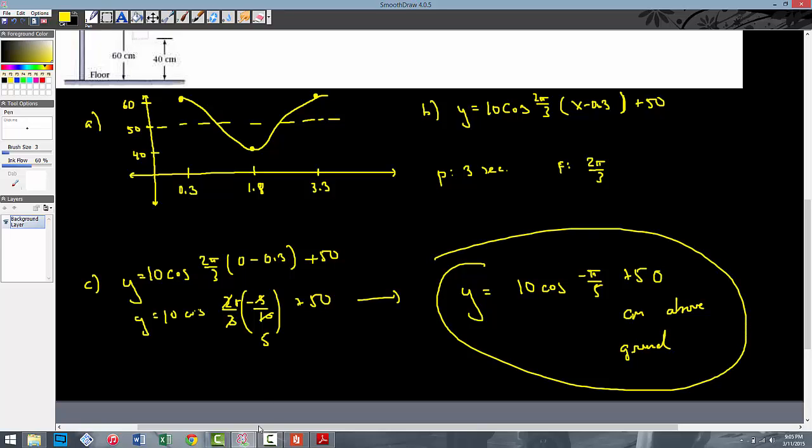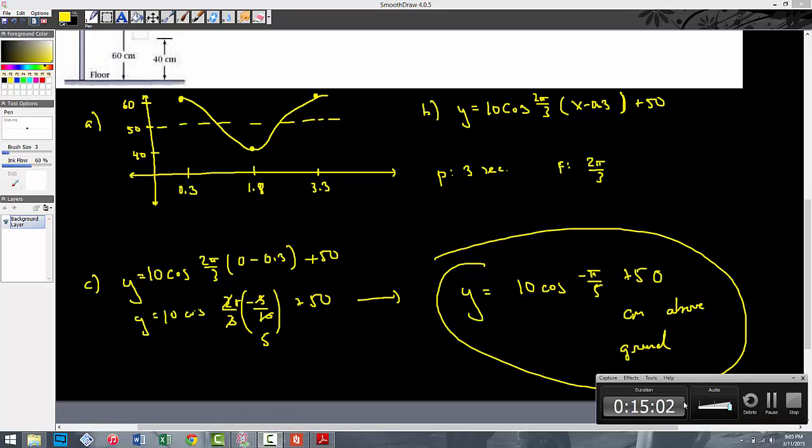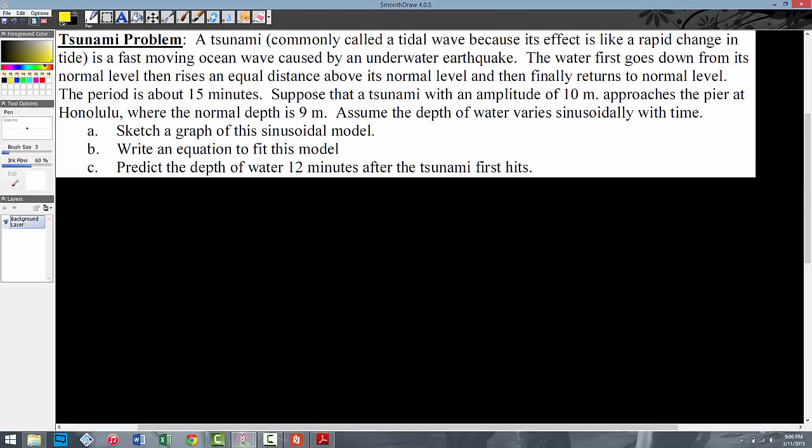Let's check out another problem real quick. Okay, the last problem I'm going to do is the tsunami problem. Now, I cut out D in this problem because I realized that in order for you guys to solve D, you need to be able to solve trig equations, and we haven't gotten there yet. At some point, we'll revisit some of these sinusoidal applications, and I'll show you guys how to solve D. But for now, go ahead and just solve for A, B, and C.